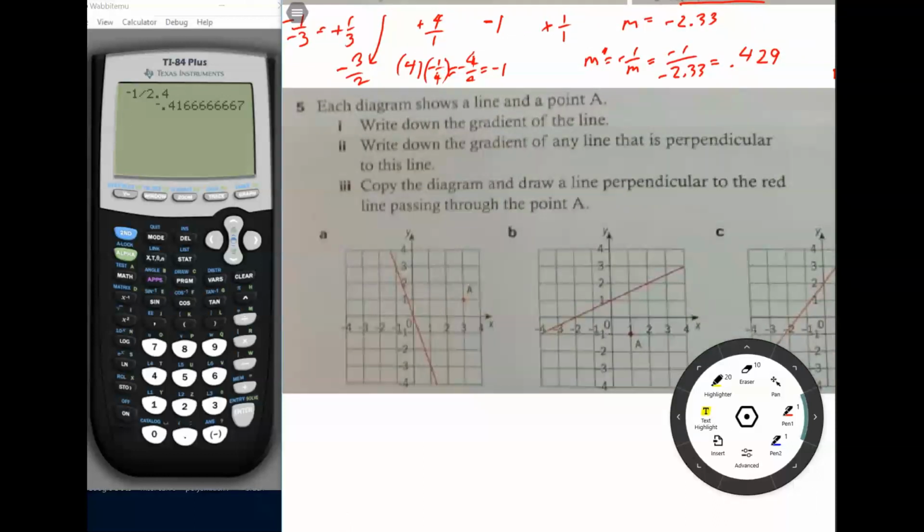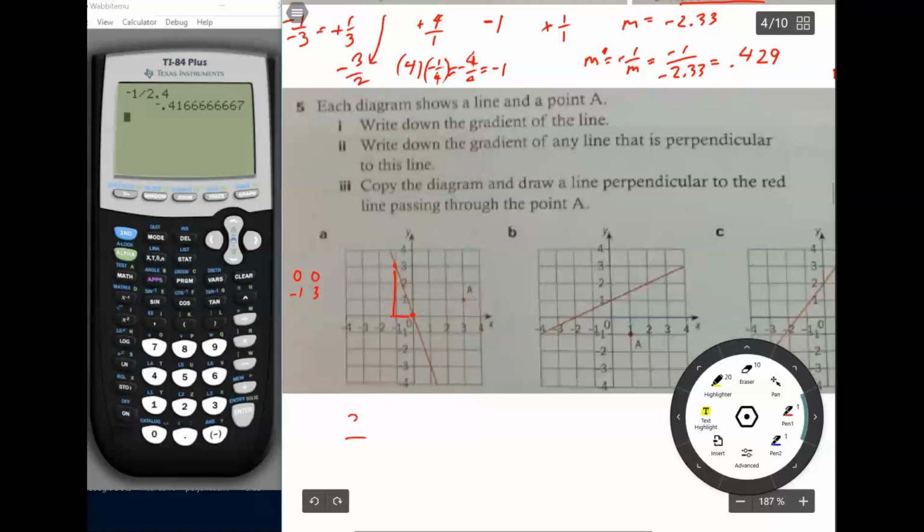Okay, so the gradient of this line we could find counting blocks, or we could do linreg. How would you do it with linreg? I would say, okay, it goes through 0, 0, and it goes through -1, 3. So I would put 0, 0 and -1, 3 into stat edit, and then I would do linreg to see what the slope is. But this is a pretty easy one to see by counting blocks, so I'm going to count blocks.